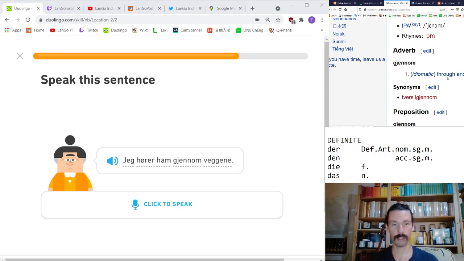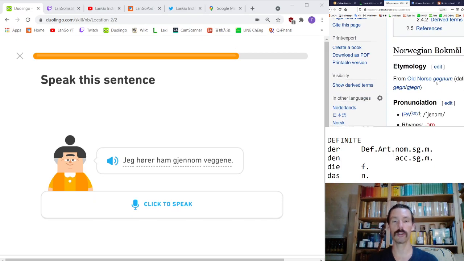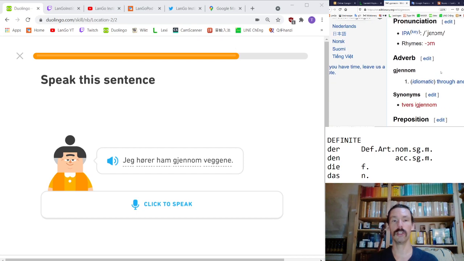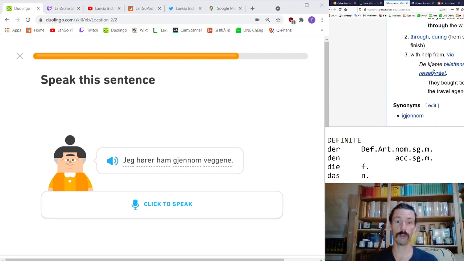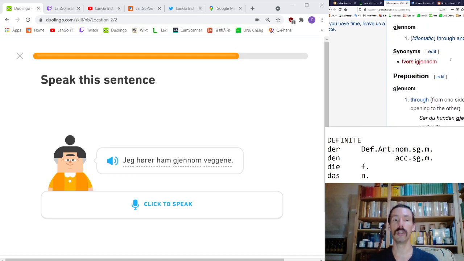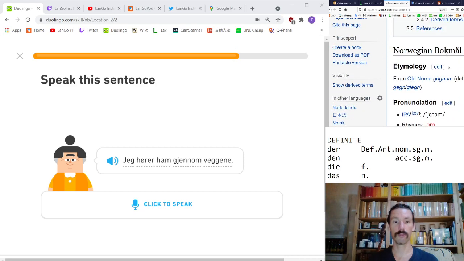Gegen. Through. Okay, yeah. So against of English, I think, will be connected to this. Gjennom. Through and through, as an adverb. As preposition: through, during, with help from, via. And we have also igjennom. Wow. Comes from gegnum. Oh, and the e is probably fused into it. Dative of gegn. So the g has assimilated into the n.